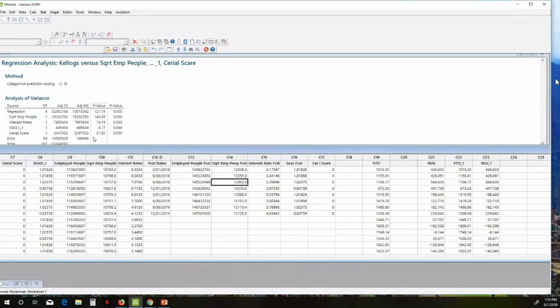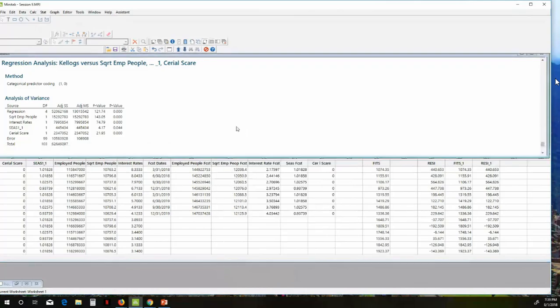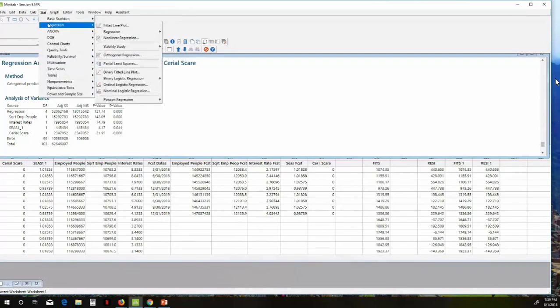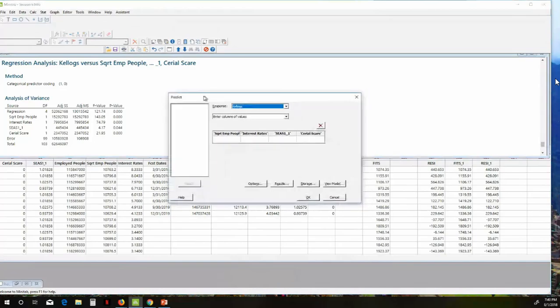We have all the variables we had in the basic models: the square root, the interest rate, seasons, and the cereal scare. All right, let's try it again. Go to Stat. We've run a regression model, so we know the regression model is running well and looks good. We go to Predict.